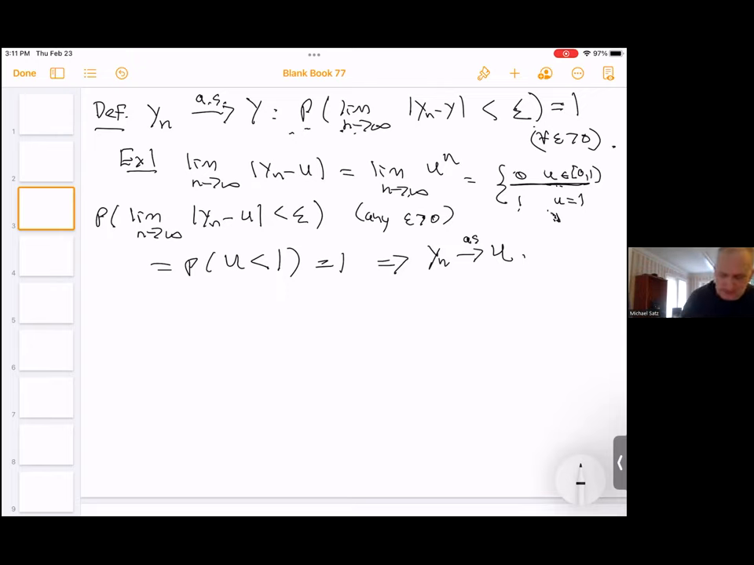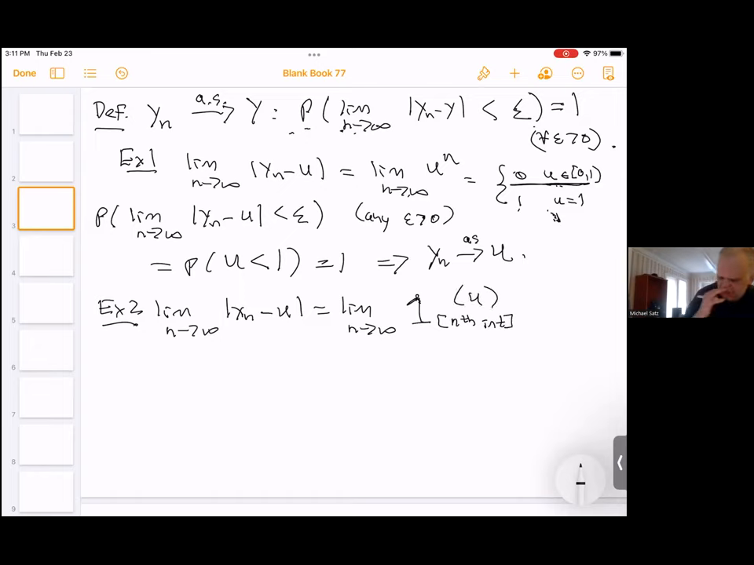Okay, all right, you ready? So for the last one, example two, the limit as n goes to infinity of Xn minus U is equal to the limit as n goes to infinity of the indicator of the nth interval at U. And this is basically where we stopped. We said, because as we go around the nth interval, this is a sequence of numbers in here.